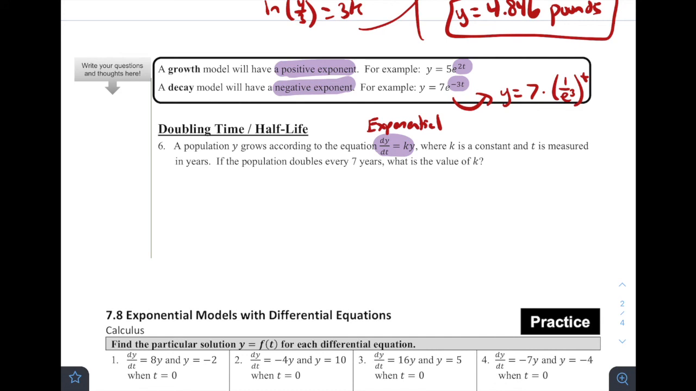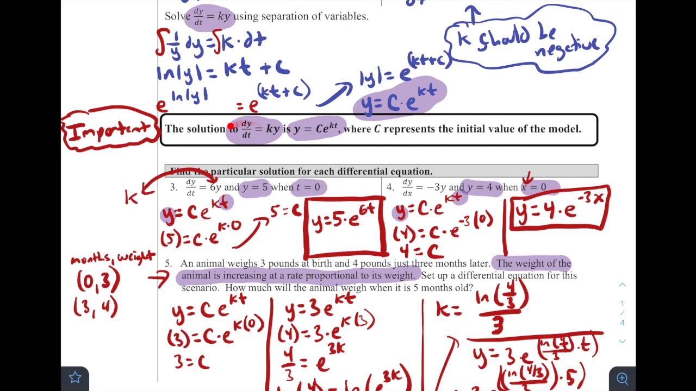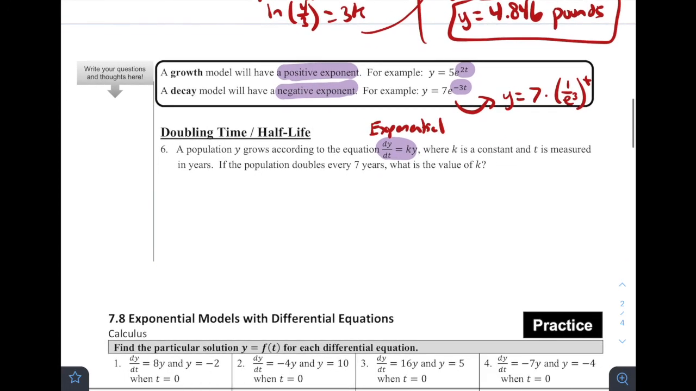Well, we know because it's of this form dy over dt is equal to ky, we remember that things of this form have a solution that looks like y equals c times e to the kt. So I'm going to jump to that. We know that the solution is going to be of this form, c times e to the kt power. And from there, we need to figure out what we know about this population. So it doubles every 7 years.